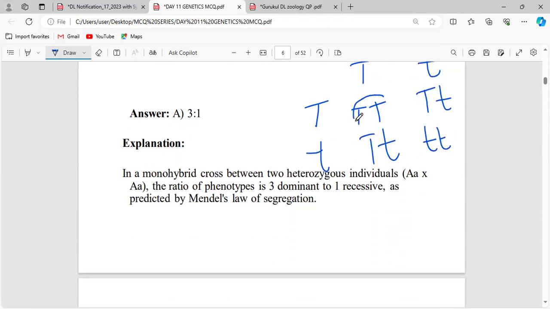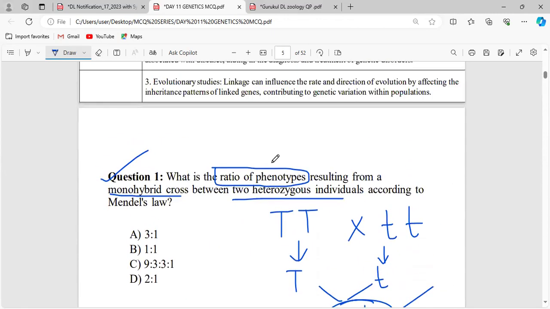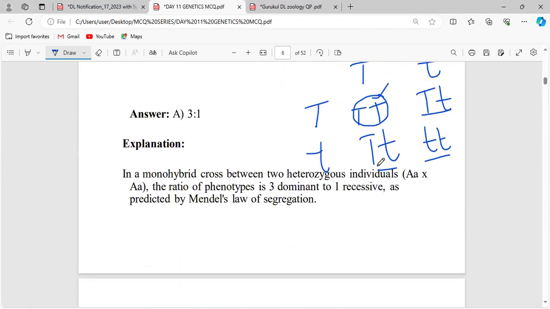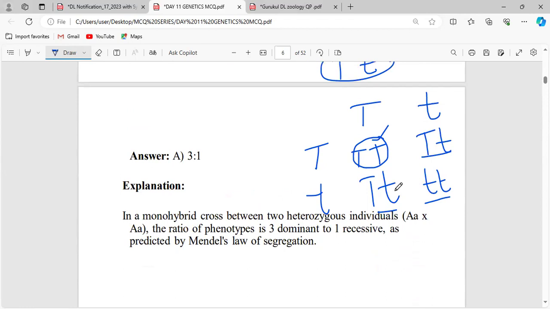Okay, this will be the pure tall, that is homozygous, and this will be also tall, and this is also tall, and this is the dwarf. What the question is asking here is phenotypes. What is the morphology, whether it is tall or dwarf? So 3 are tall and 1 is dwarf.